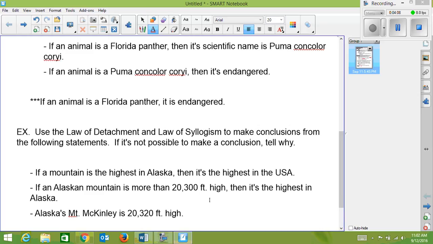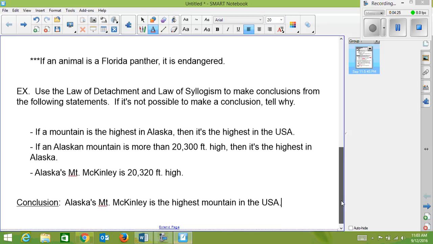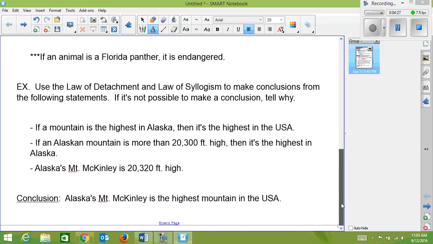They're saying that the highest mountain in Alaska is the highest in the United States, right? That's basically what they're saying right here. If it's more than 20,300 feet, it is the highest in Alaska, and this is more than 20,300 feet, so guess what? Mount McKinley must be the highest mountain in the United States. That is the conclusion right here that you can come up with based on these three statements.